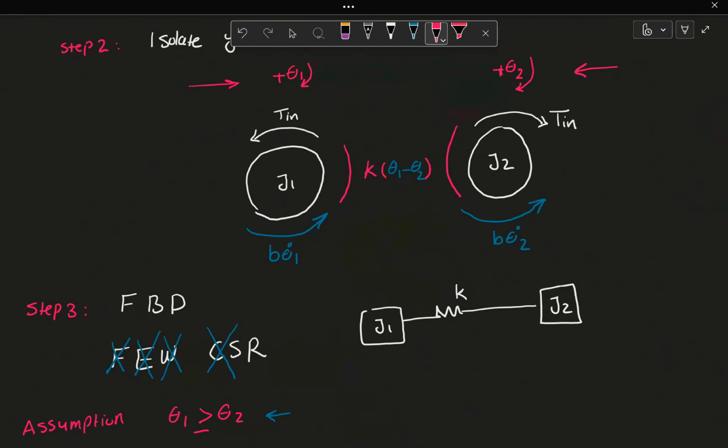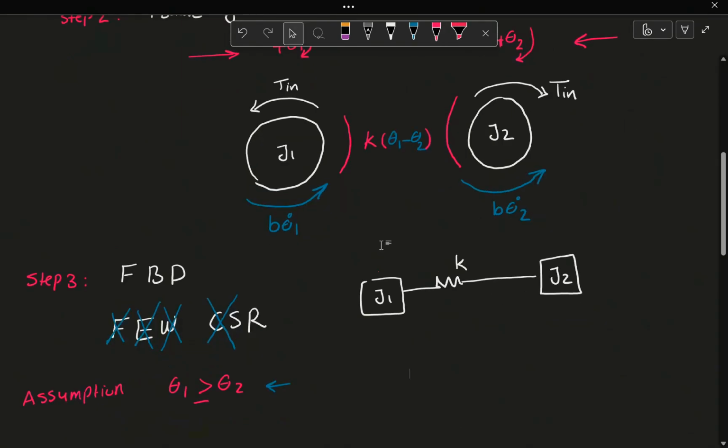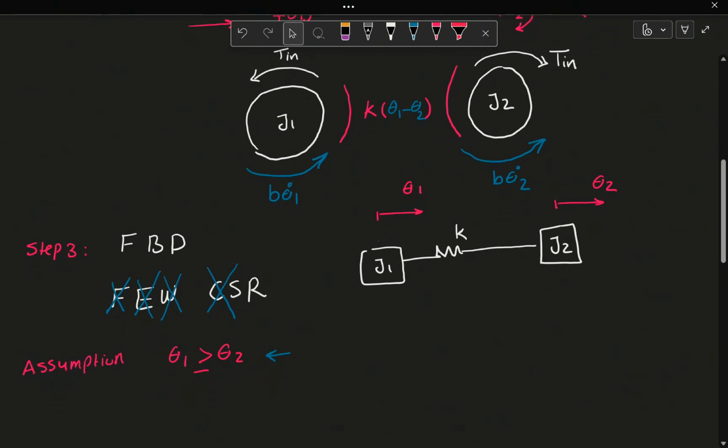How? I would say that, okay, in my original rotation system, theta 1 and theta 2 both match directions. Yes? Okay. So I would pick theta 1 and theta 2 in a way that they match directions. Both of them are going to the right or both of them are going to the left. Doesn't matter. Now, okay, at this point, it's very easy for me to figure out the direction of the spring force.